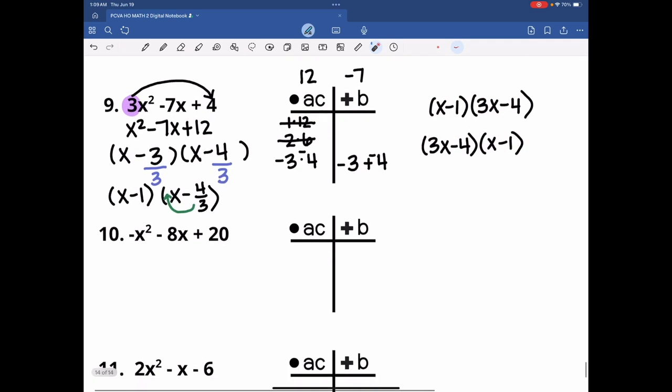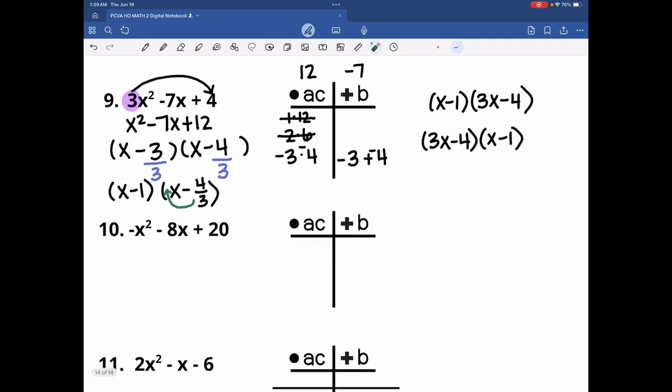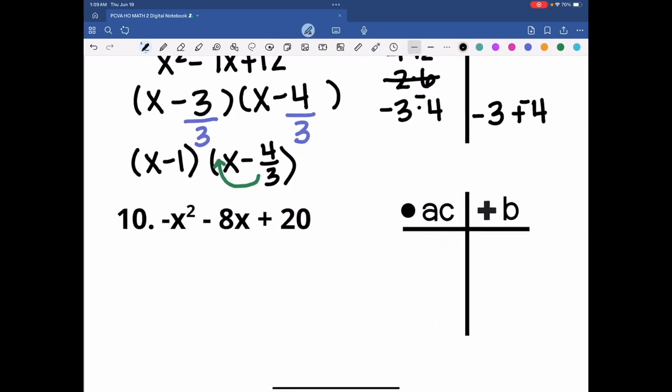All right. So for number 10, we're going to go through this process again. So I have negative x squared minus 8x plus 20. Right now it doesn't look like we have a GCF because I have a 1, a negative 8, and a 20. However, that negative in front is drawing my attention to the fact that I'm going to take that out as a GCF because I have that leading coefficient. So whenever you have that negative, make sure you pull it out in front of the problem and divide it out.